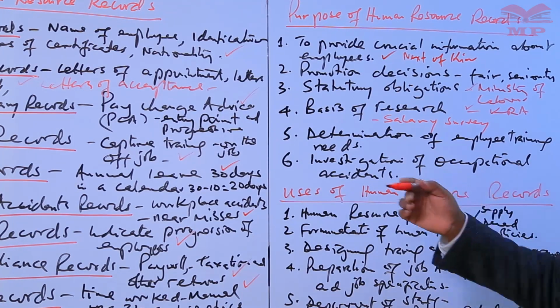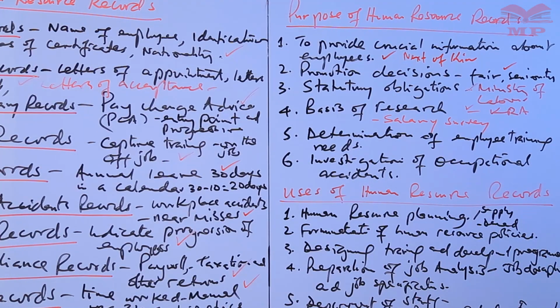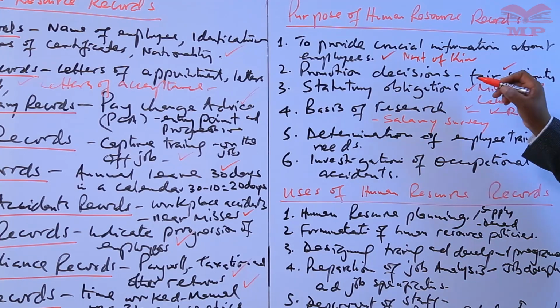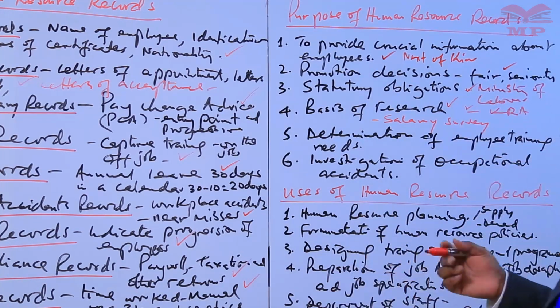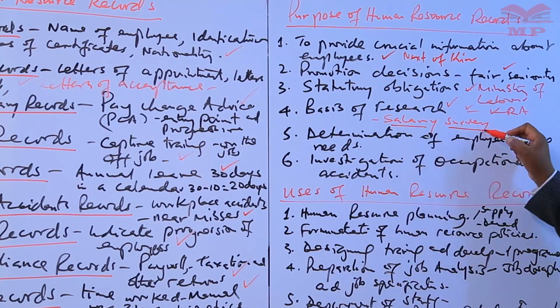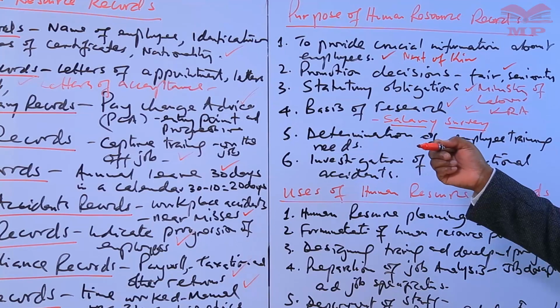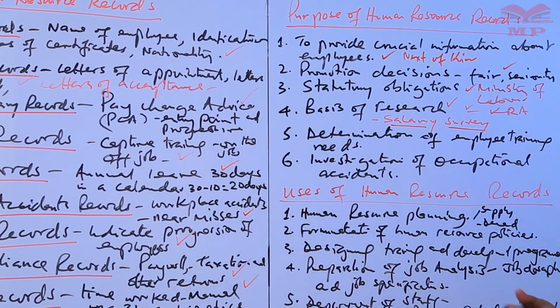Then number 2, promotion decisions. For purposes of fairness, proper records have to be maintained in terms of employee service. Then statutory obligations, we have indicated issues to do with the Ministry of Labor, Kenya Revenue Authority. Then number 4, the basis of research. And organizations may want to conduct research to find out, for example, what is a salary level or a salary survey. So once these records are kept well, these can be used for purposes of determining the salary levels.